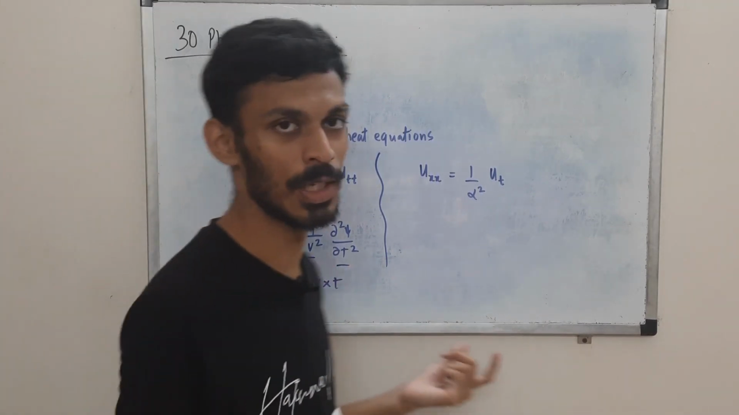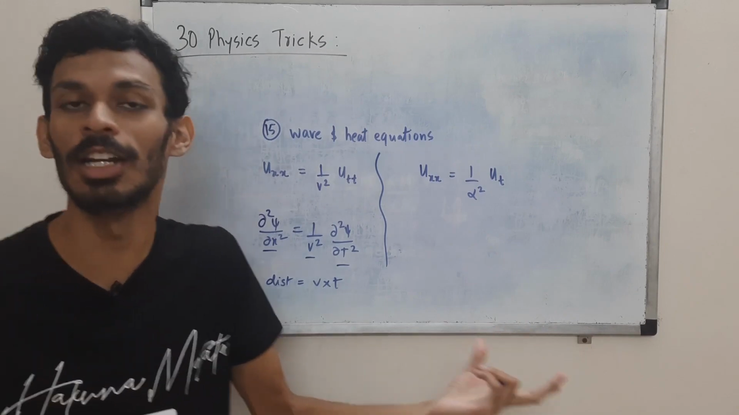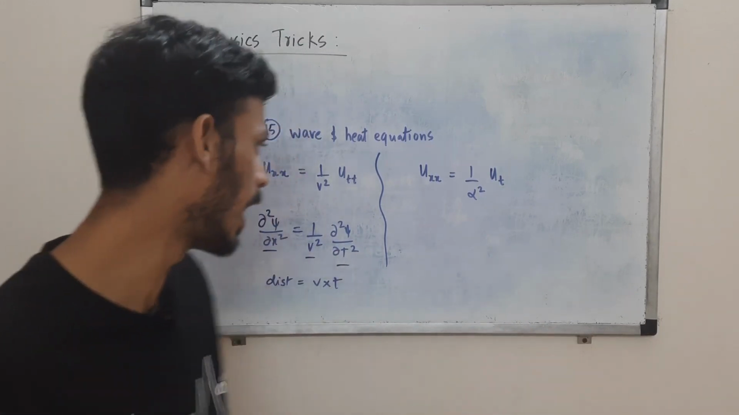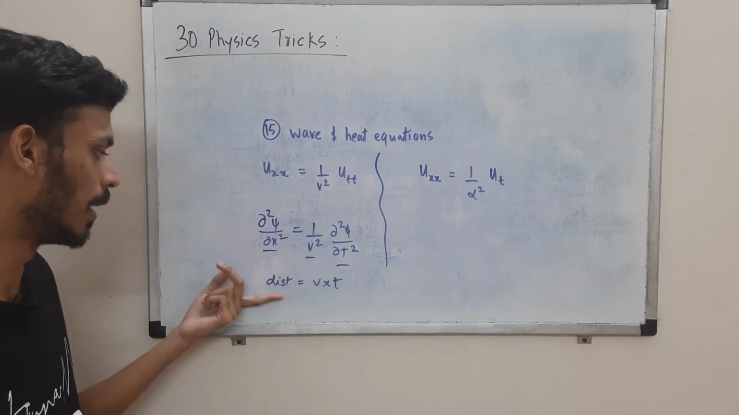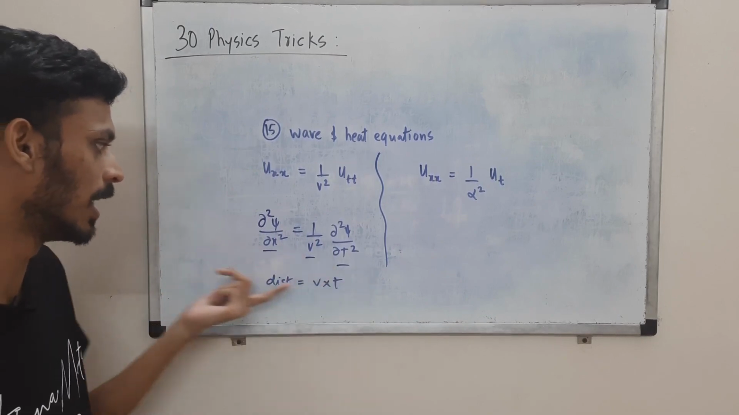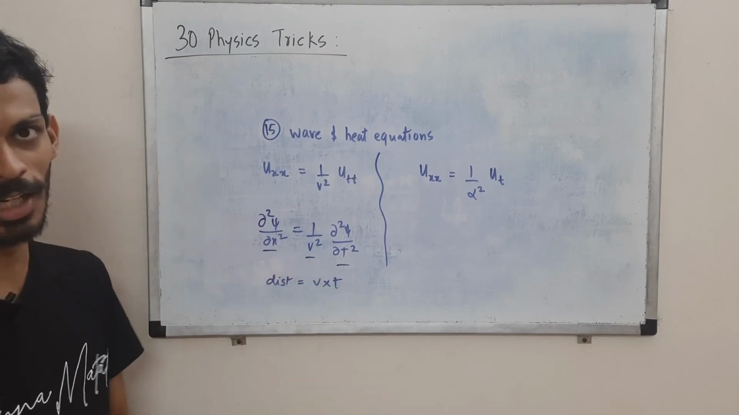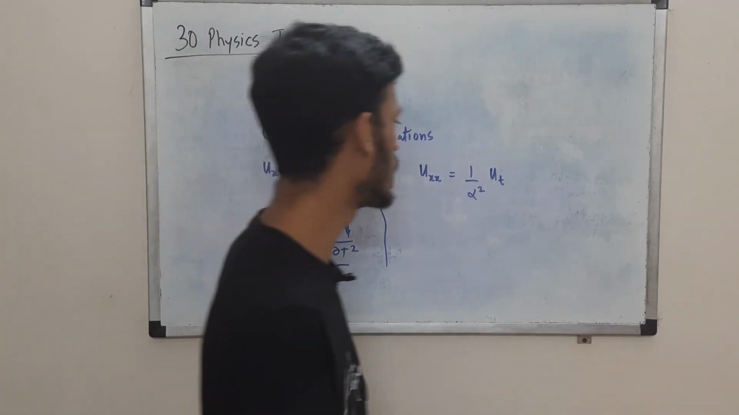So basically wave equation is second derivative in x is related to second derivative in time. Okay, and you can put this v square accordingly, by checking the dimensions that the denominator gives you. Distance is equal to velocity into time. Okay, so that is how I remember it.